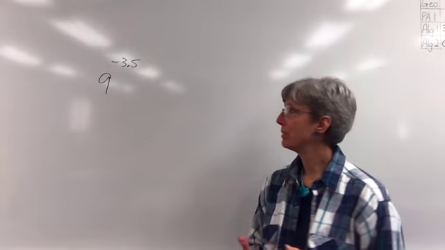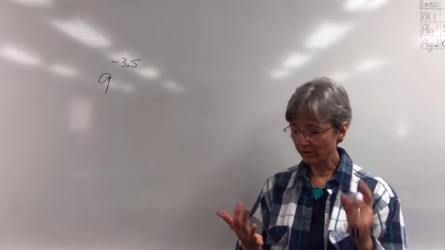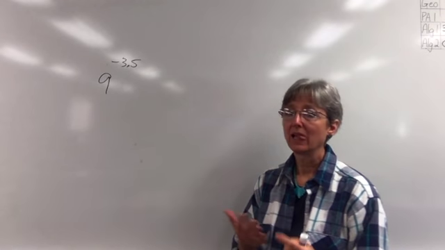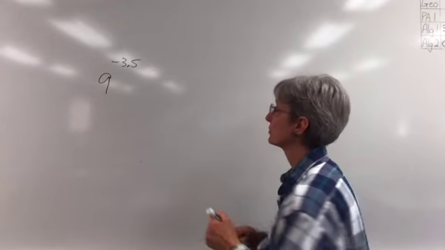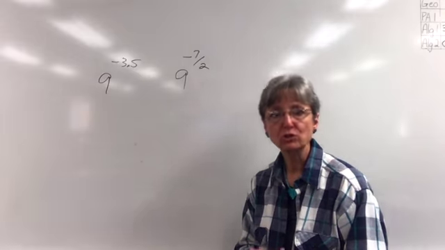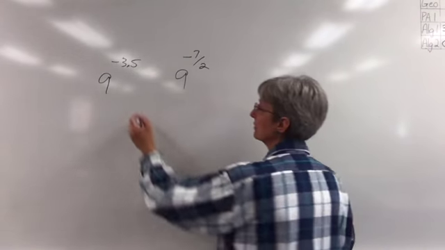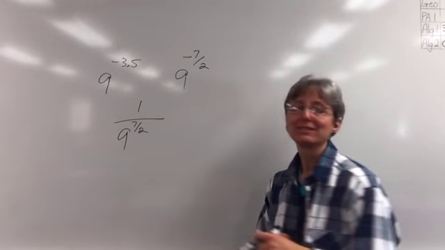Here's 9 to the power of negative 3.5. So we've got the negative to deal with. We have the decimal to deal with. So 3.5, that's 7 over 2. So first of all, that's 9 to the power of negative 7 over 2. Let's flip that to get rid of the negative. 1 over 9 to the power of 7 over 2.